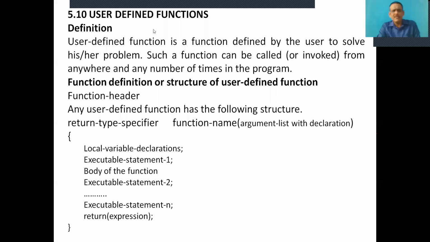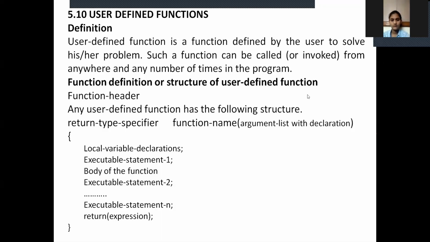After knowing the definition, we move on to the syntax, or the structure of the function, and how to use it. The user-defined function follows this structure: return type specifier, function name, open parenthesis, argument list with declaration. This complete line is called the function header.